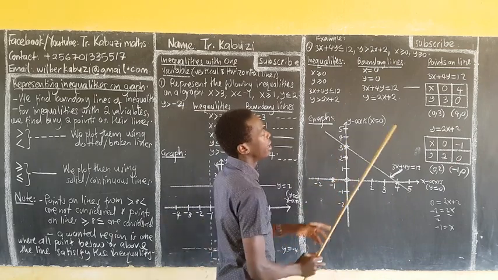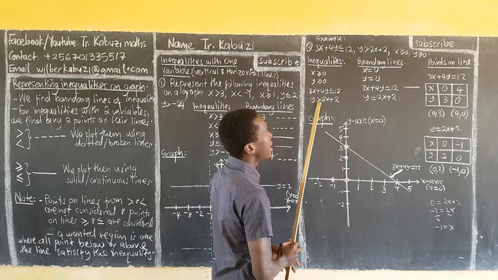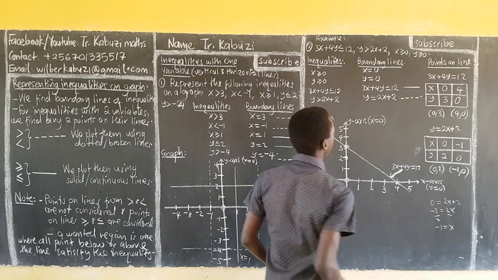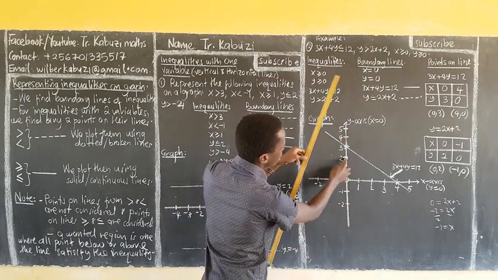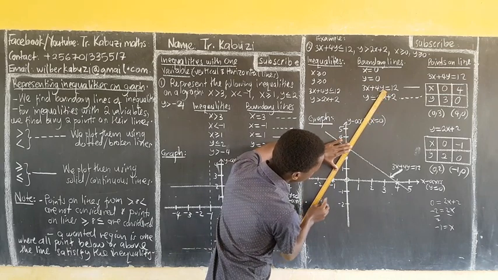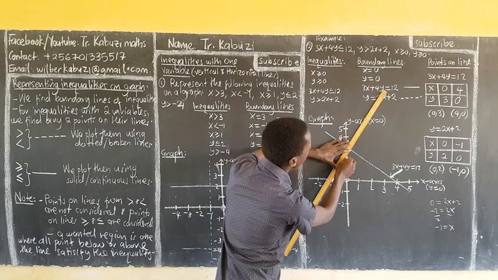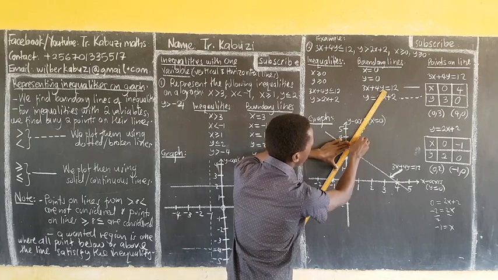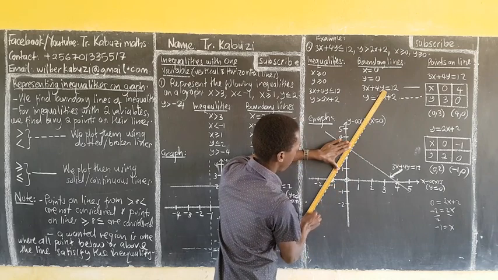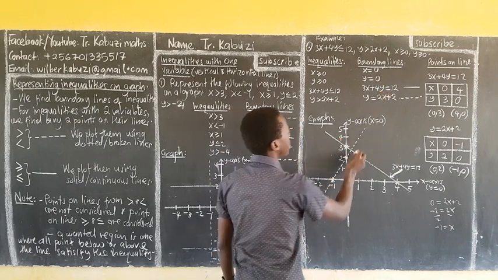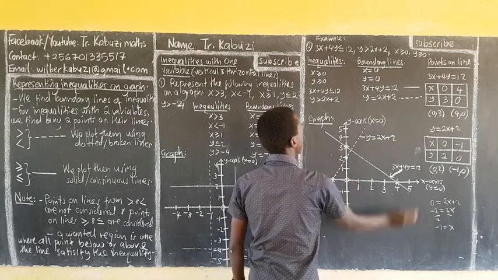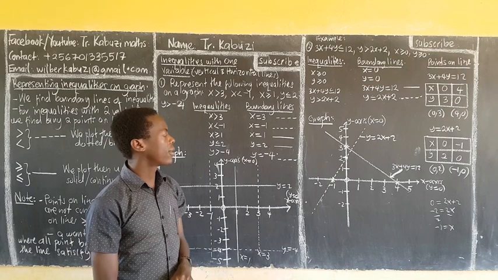But for its nature, you see the inequality sign here is greater than. So this one is going to be a dotted line. Now I join these two points, here and also here, but I'm going to use a dotted line because the inequality was just greater than. So this is my line, y equals 2x plus 2. So I have plotted those lines on that graph.